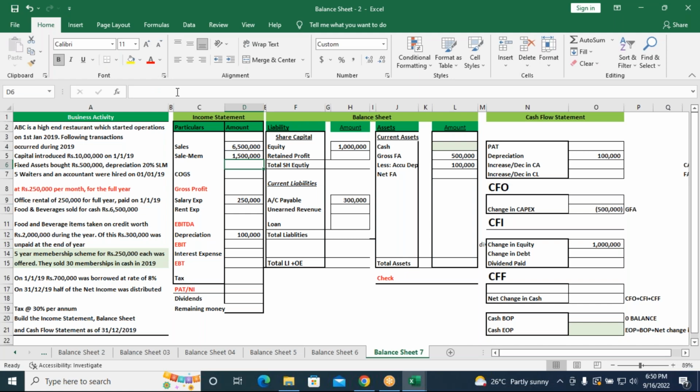Okay, so then COGS, can we calculate the COGS on this?